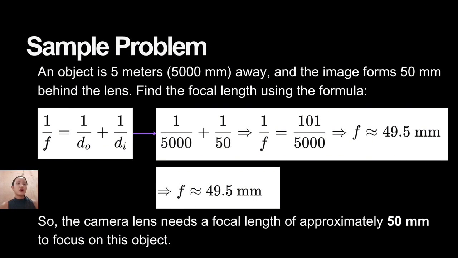So, 1 divided by 5,000 plus 1 divided by 50 gives us 1 divided by f, which is equal to 101 divided by 5,000. That is equivalent to 49.50 millimeters, or approximately 50 millimeters. So the camera lens in this problem needs a focal length of approximately 50 millimeters to focus on this object.